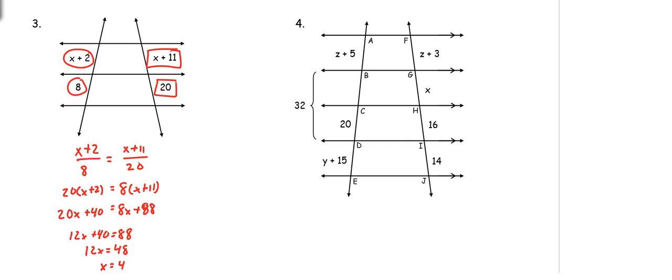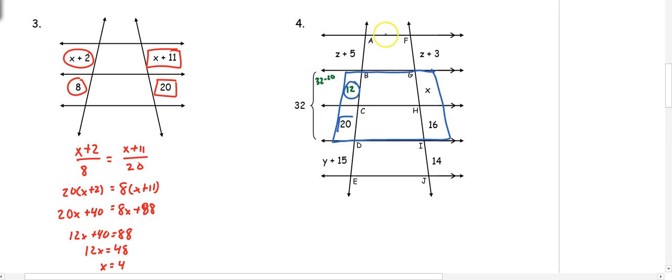In number 4, we have a bunch of variables to solve for: x, y, and z. First of all, we need to know what the length of BC is. If this whole side is 32, we can do 32 minus the part of 20 to get that BC is 12. We need 4 sections in order to solve for a variable. So we can use these center sections to solve for x. We have 12 over 20 equals x over 16. When we cross multiply, we get 20x equals 192. And when we divide by 20, we get that x is 9.6.